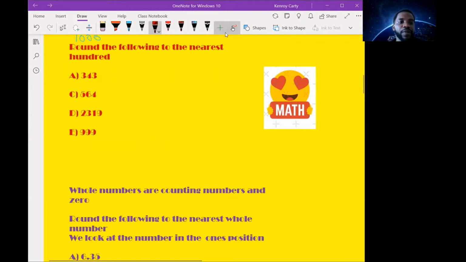We have to find the number in the hundreds position, which in my first number, 343, is 3. We look at the number to the right of the 3, which is 4. That number 4 tells me that I'm going to round down, so it's going to remain as 3. So I'm going to end up with 300. All right, so it's the nearest 100. So I have to replace the tens position and the ones position with 0, 300.